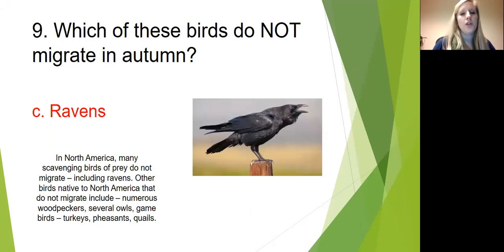Question 9. Which of these birds do not migrate in autumn? And the answer was C, ravens. In North America, many birds of prey do not migrate, and that includes ravens. Other birds native to North America that do not migrate include woodpeckers, several different owls, and game birds, including turkeys, pheasants, and quail.